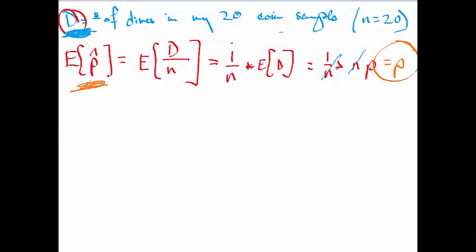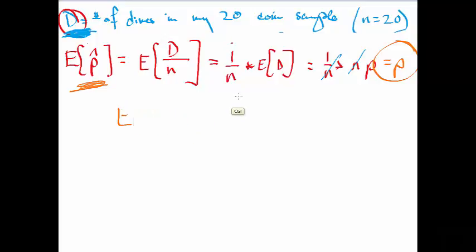And in fact, as we'll see in a minute, proportions are means. So it should come as no surprise that we already knew that the expected value of x bar, the sample mean, is mu, and because proportions are means too, the expected value of the sample proportion should also be the population proportion. Again, more on that in a minute.